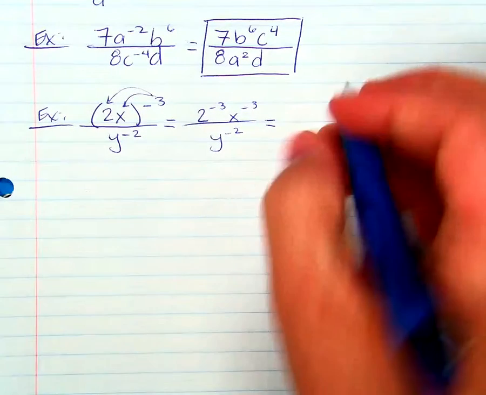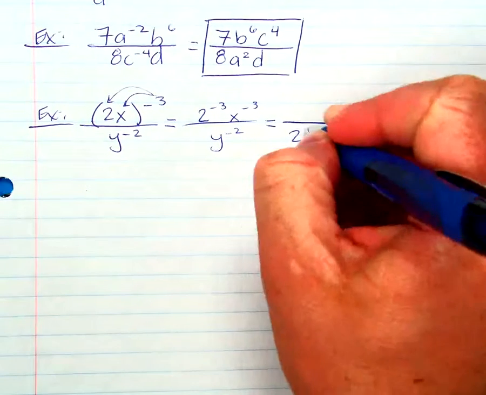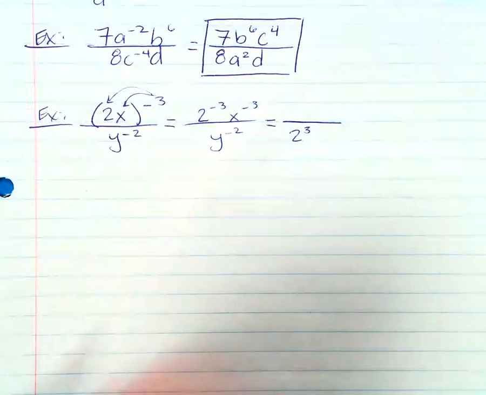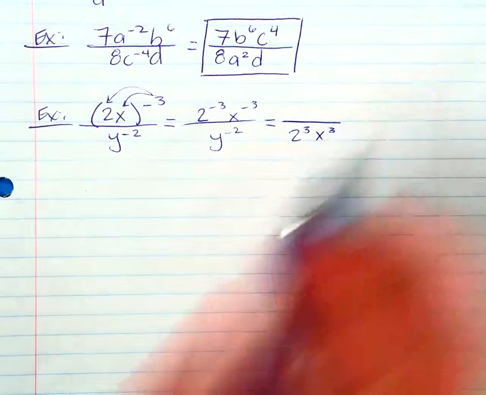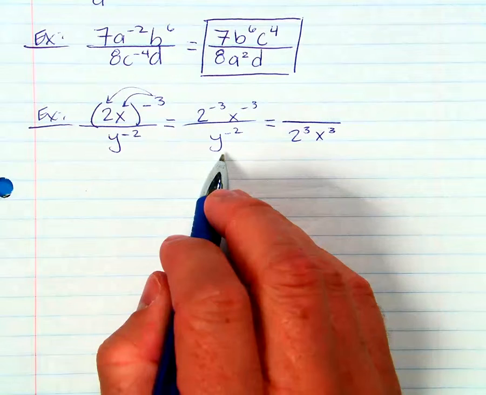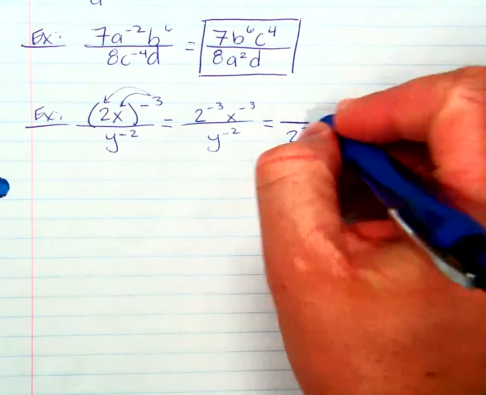2 has a negative exponent, let's move it to the bottom. X has a negative exponent, let's move it to the bottom. Y, which is already on the bottom, has a negative exponent, let's move it to the top.